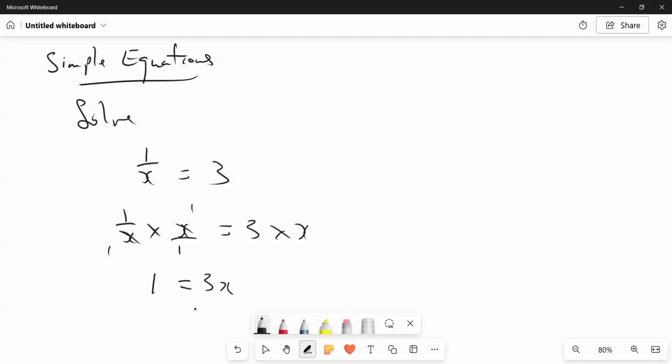Your next step now, divide both sides by 3. So you get 1 over 3 equal to 3x over 3. These two will cancel out, and you're left with 1/3 equal to x. You can write that back as x equal 1/3. You can leave it like that, no problem.